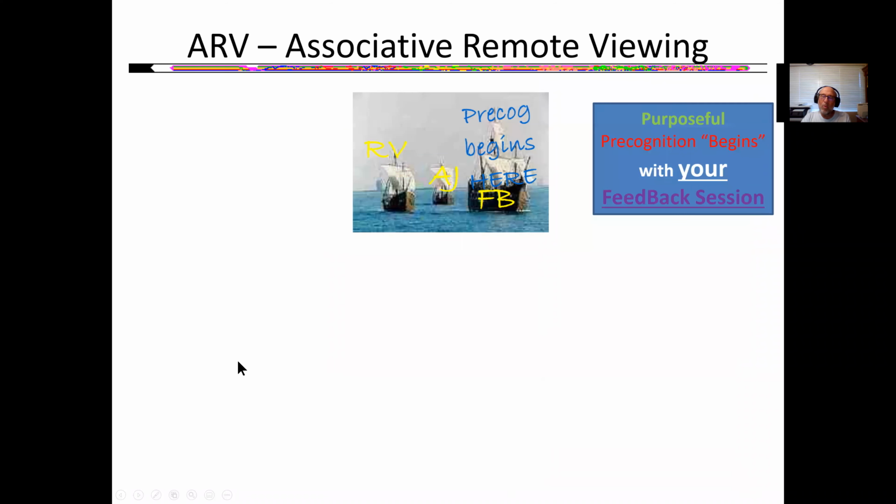Now, what we're doing here is purposeful precognition. And it really begins, in quotes, not in linear time, but conceptually with your feedback session, because that's the truth point. That's the information which you want to somehow gather during your remote viewing session. And people, of course, do this all the time. You wouldn't be here if you didn't believe in precognition. But it's purposeful.